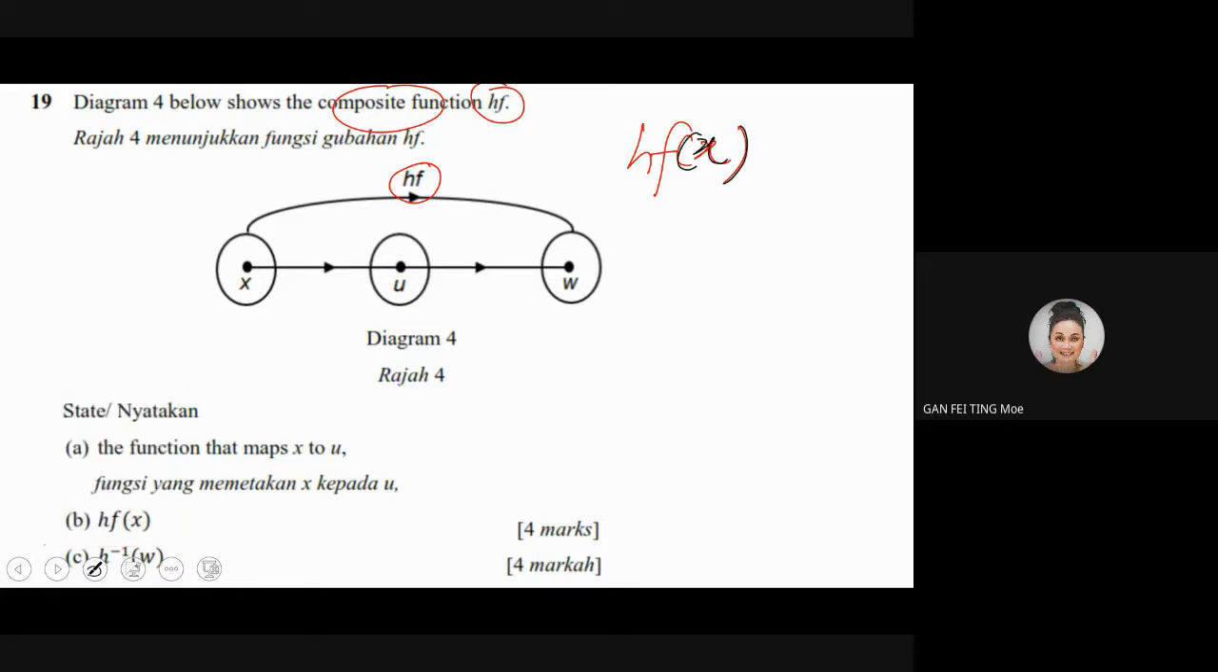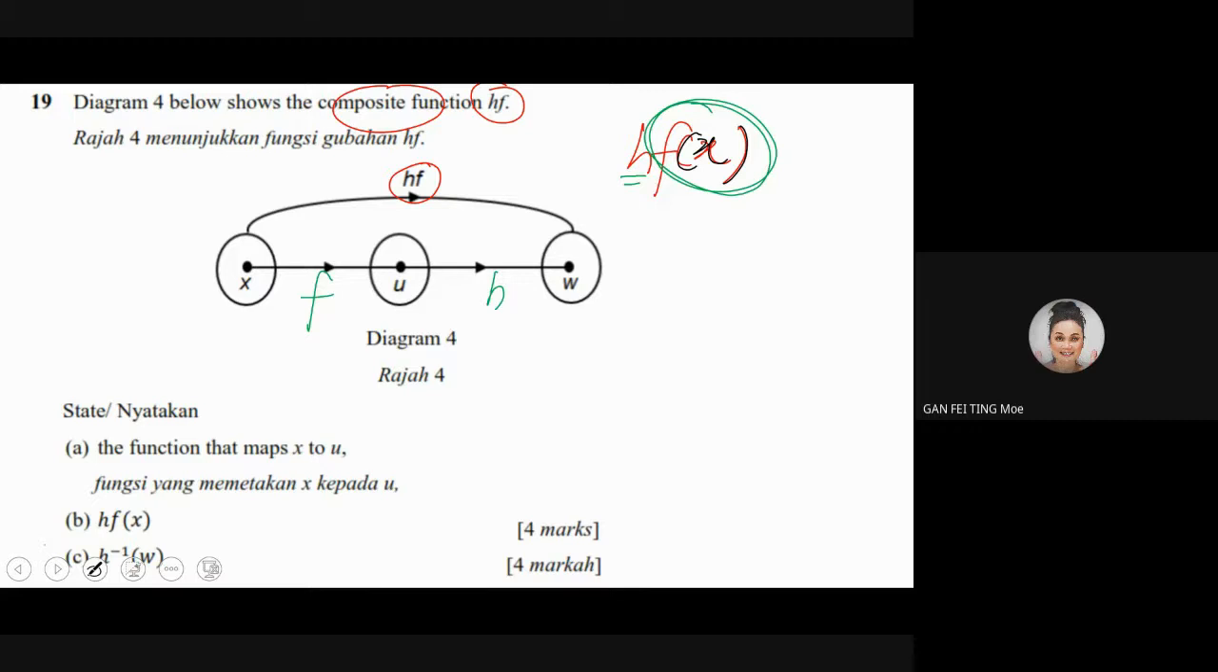Therefore, indirectly, you know that for the composite HF, the first function that it runs should be F of x, meaning that this is your F, right? Then only followed by H. So it's reversed. You may make a note there for the composite function. The way of reading the composite function is exactly like the way you read the combined transformation. And then you will not be confused. So killing two birds with one stone. Right. So then the question is very simple.